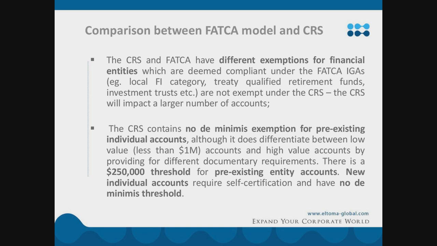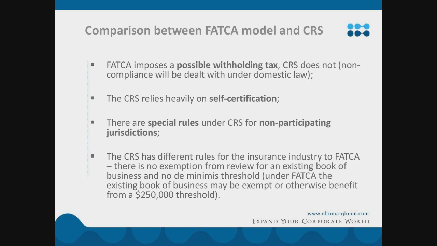Another difference of the Common Reporting Standards is that they contain no de minimis exemption for pre-existing individual accounts, although it does differentiate between low value, less than 1 million US dollars accounts, and high value accounts by providing for different documentary requirements. There is a $250,000 threshold for pre-existing entity accounts that I've already talked about today. And new individual accounts require self-certification and have no de minimis thresholds, as I have already mentioned today.